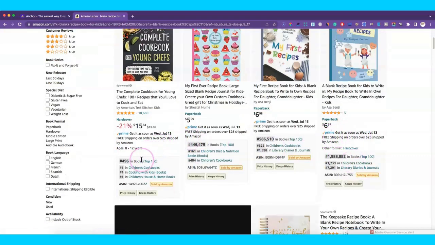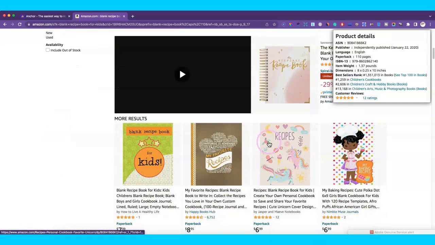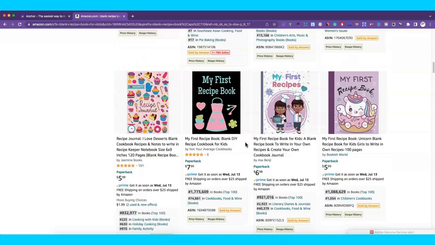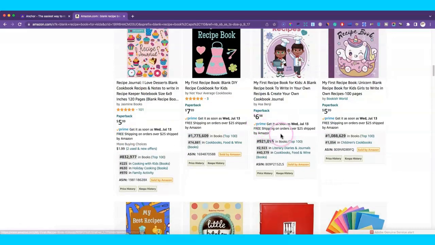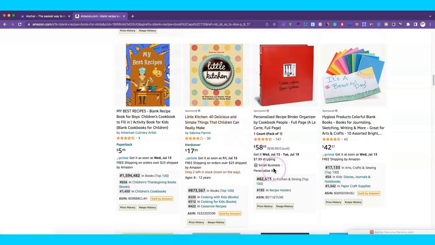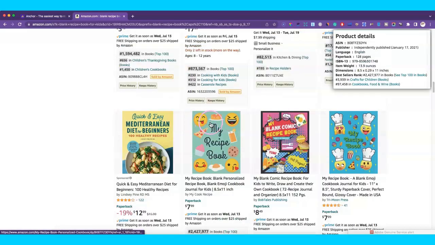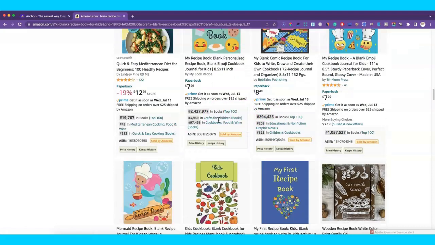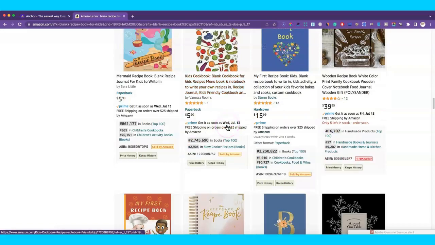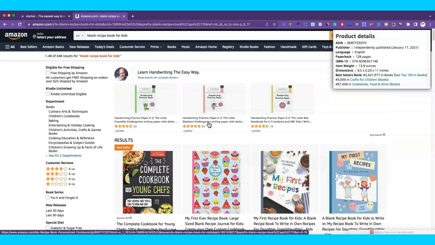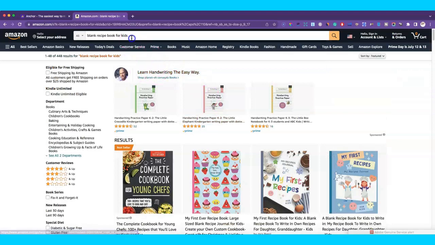And you can tell from the BSR, the bestseller ranks, that these books are selling. So that's something that you might want to do. You just want to make sure you have a great cover, because they're not all selling well, but there are enough of them selling where I know if I had a good cover, I might have a shot. All right, so that is blank recipe books for kids.